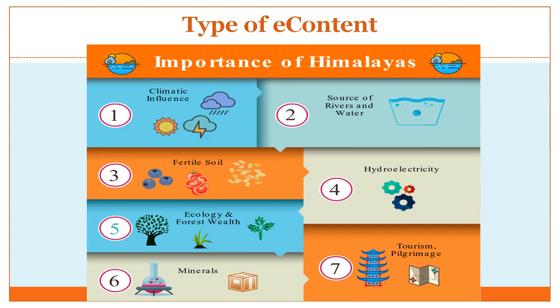So instead of listing down the importance of Himalayas in bullet points or in a paragraph, I have just created an infographic for that. It shows first the importance is climatic influence, then it is a source of rivers and water, then fertile soil, then hydroelectricity, then ecology and forest wealth, then a storehouse of minerals, and it also leads to tourism and pilgrimage, etc. So this is a form of e-content, an infographic, just to show the importance of Himalaya. It looks more interesting than showing simple text in paragraph form or bullet points.